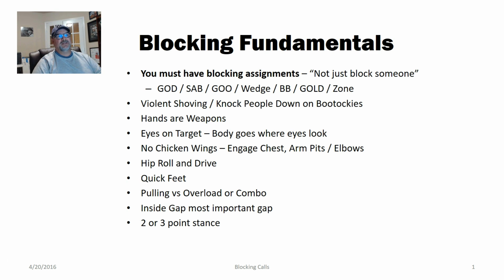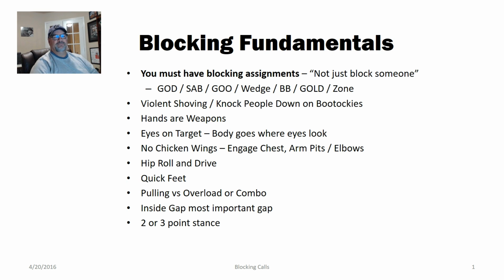Some of the assignments that we have, and we'll talk about those in a minute, are blocking rules. These are general rules that have been out there for a long time. You've got GOD, which is gap on down, and SAB. I think the Gregory Double Wing folks coined the term SAB, which is severe angle block. I grew up knowing it as just angle block. You've got GOO, which is gap on outside.